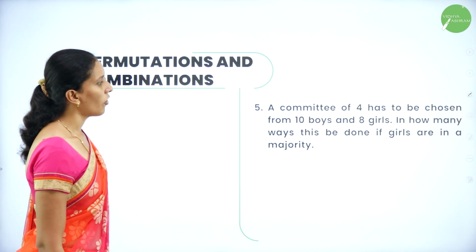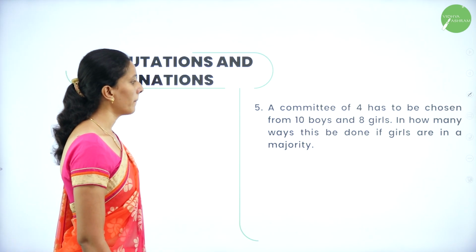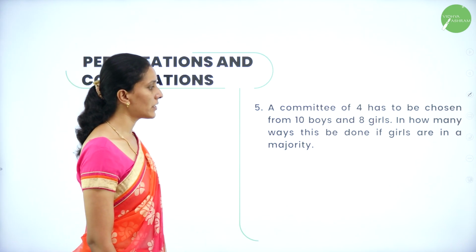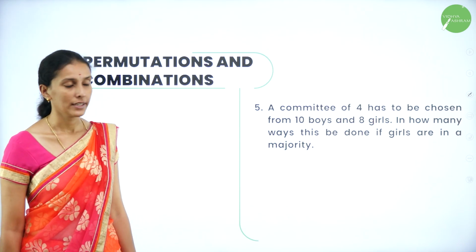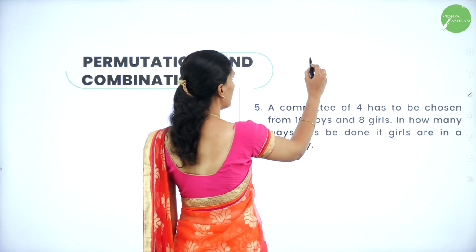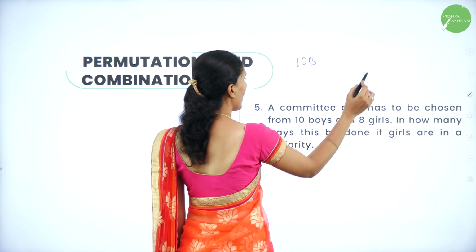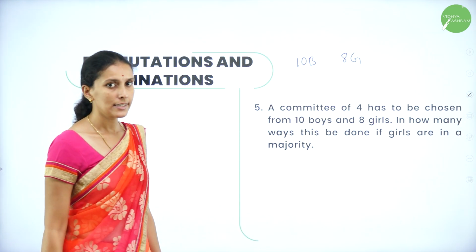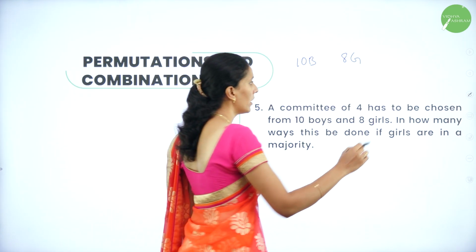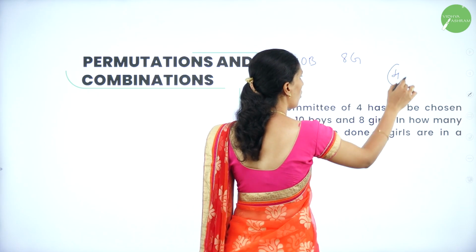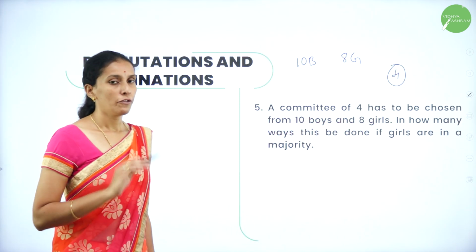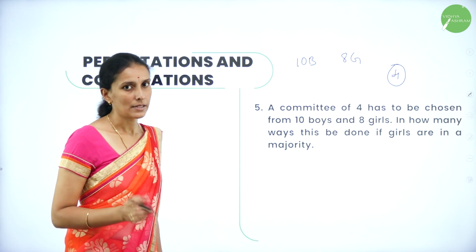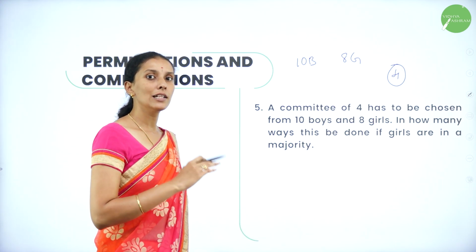Here is my next question. A committee of 4 has to be chosen from 10 boys and 8 girls. In how many ways can this be done if girls are in majority? I have 10 boys and 8 girls. Out of these, a committee has to be formed. We can choose 4 members for the committee. The 4 members may be all girls, all boys, or 2 girls and 2 boys.